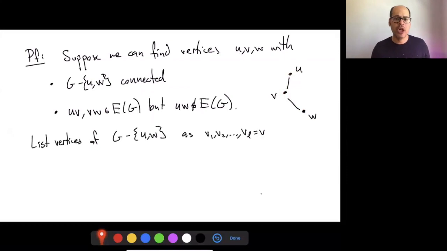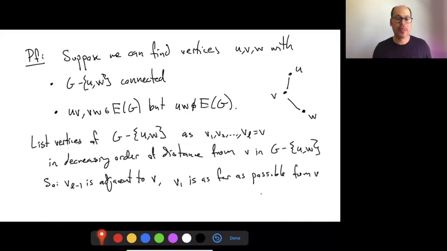So what do we do? We list all the vertices that you get when you remove u and w in an ordered way, v1, v2, v3, all the way up to vl, which is the vertex v. But we do it in such a way that we do it in decreasing order of distance to v. So the last one is the closest to v, and the earlier ones are farther and farther away from v, going to v1, which is as far as possible from v.